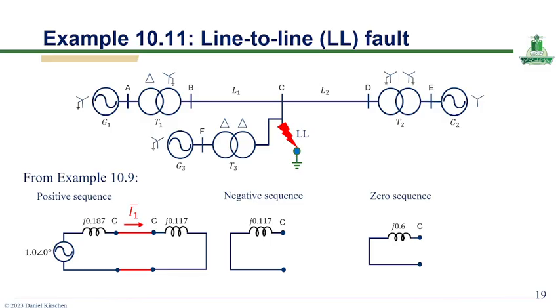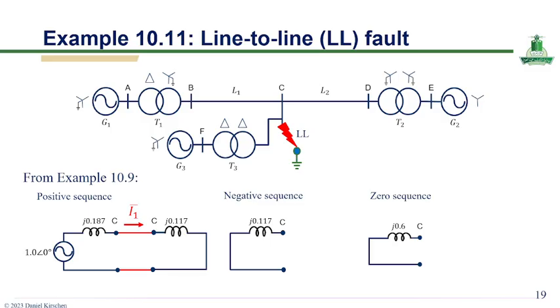Okay, this slide presents a practical example of a line-to-line fault in a multi-machine power system and demonstrates how symmetrical component analysis is applied. The system includes multiple generators, transformers, and transmission lines with the fault occurring at a specific bus. Based on the results from the previous example, the positive, negative, and zero sequence networks are constructed separately.